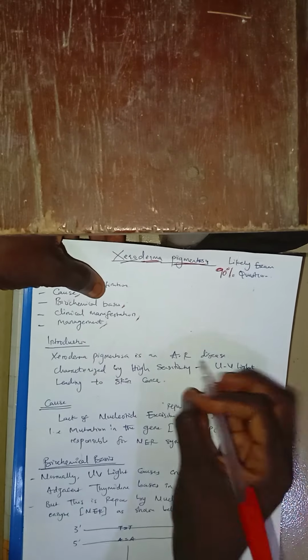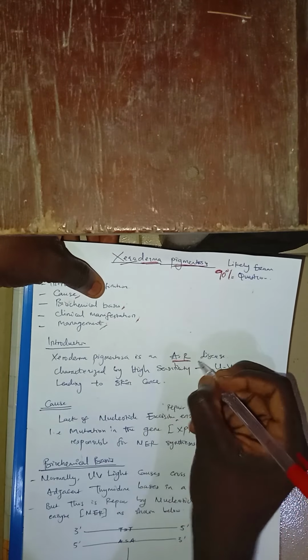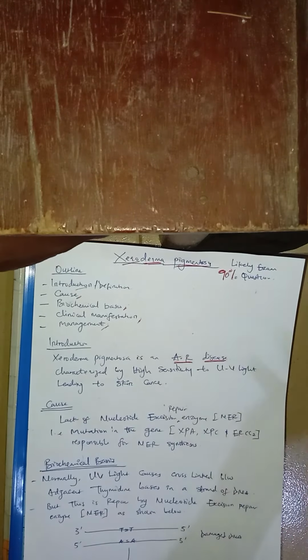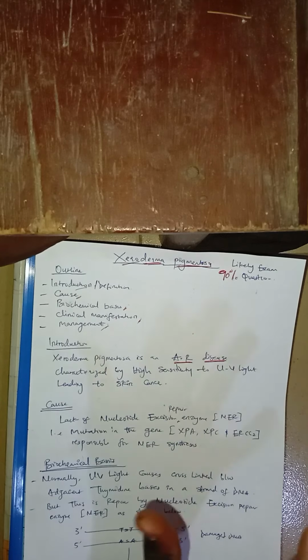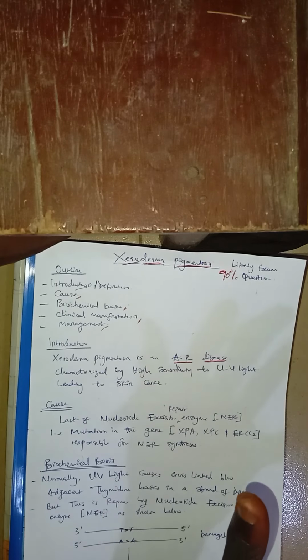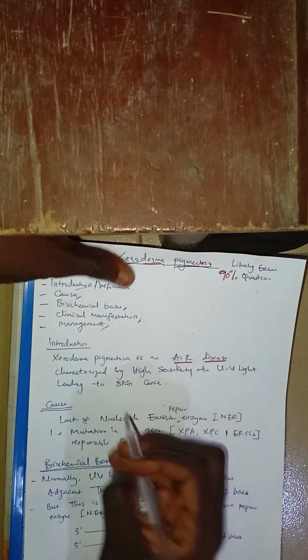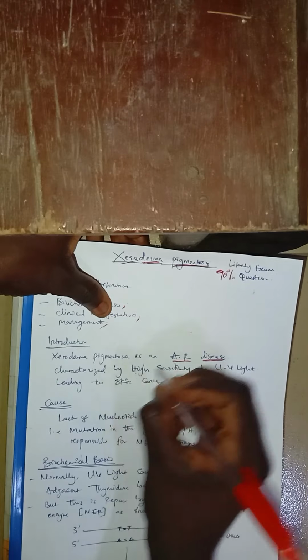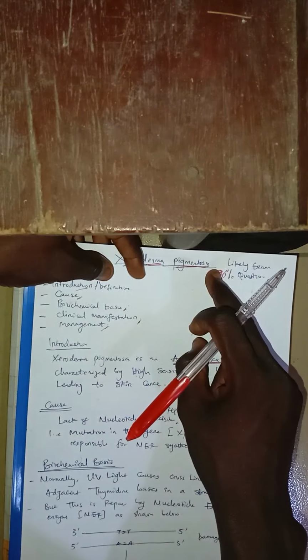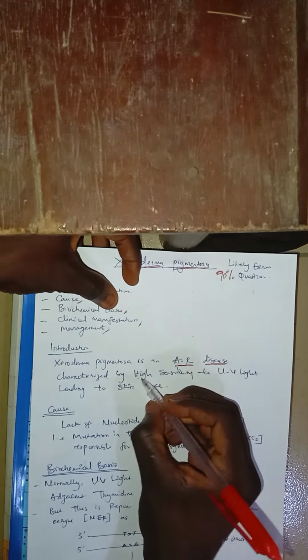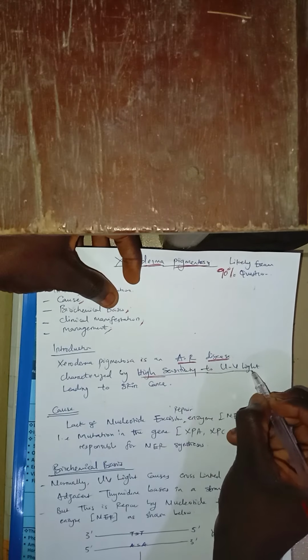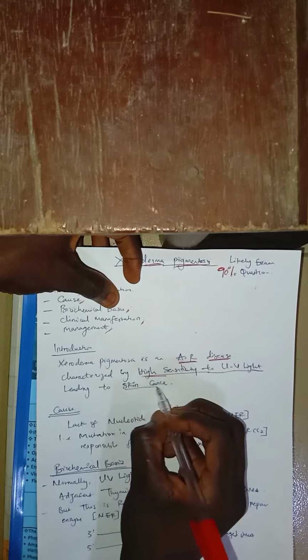Alright, now as a word of introduction, Xeroderma pigmentosa is what? Autosomal recessive. This disease affects your autosomal gene, okay? Autosomes, not your sex gene. Autosomal gene. Alright, now it is characterized by the fact that all those Xeroderma pigmentosa patients are sensitive to high levels of UV light, leading to skin cancer.